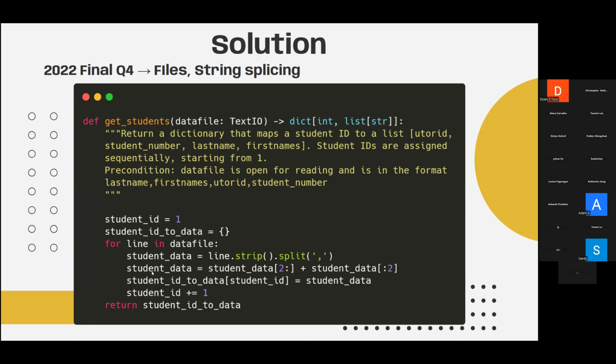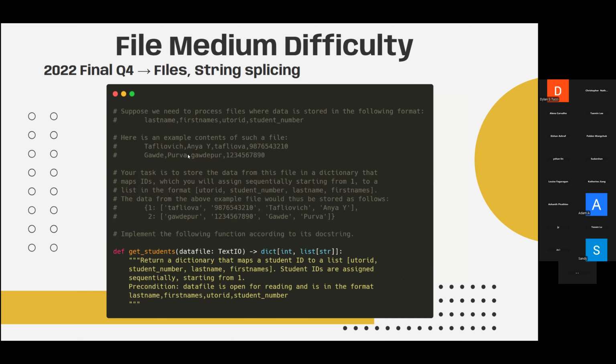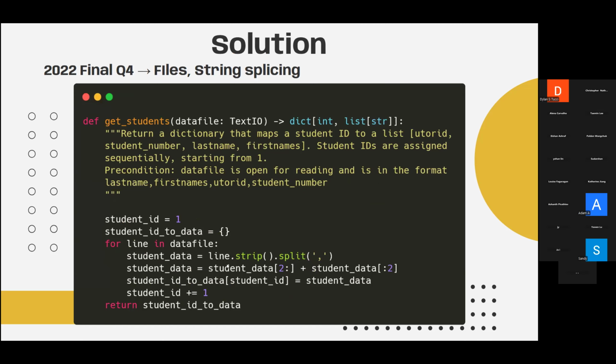Then we take student data, and we take the second element and combine it. Essentially, what this is doing is putting the first two elements into the back. So we take the name and just add them to the end. Then we will have the utor ID and the student number, and then last name and then first name. We will store that into the student ID key of the dictionary, and then we will increase the student ID by one.